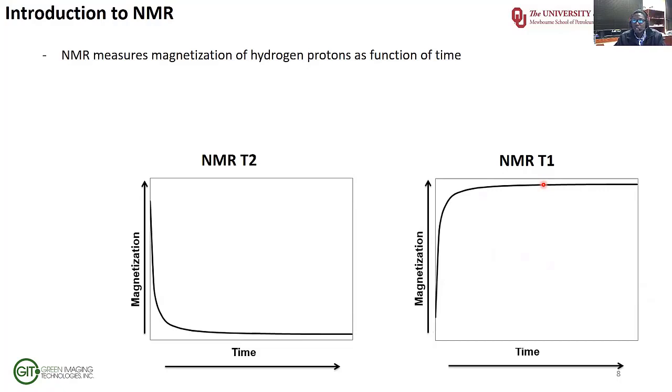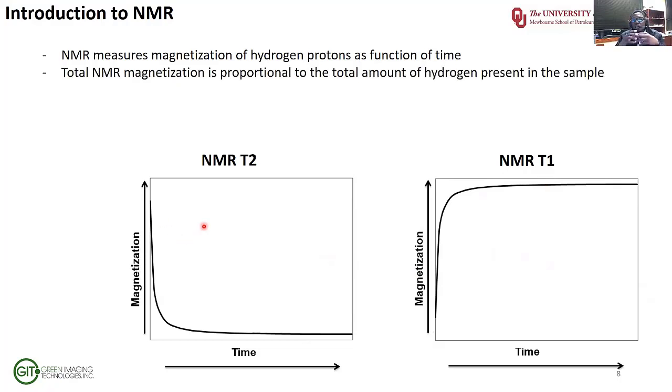And these magnetizations that we are measuring are very important in the sense that the total magnetization is proportional to the total amount of hydrogen present in a sample. And that is why NMR is great at measuring fluid volume, because of this proportionality between magnetization and amount of hydrogen. And most of the fluids that we are interested in for oil field applications do have hydrogen, because these will be hydrocarbon and brine essentially.